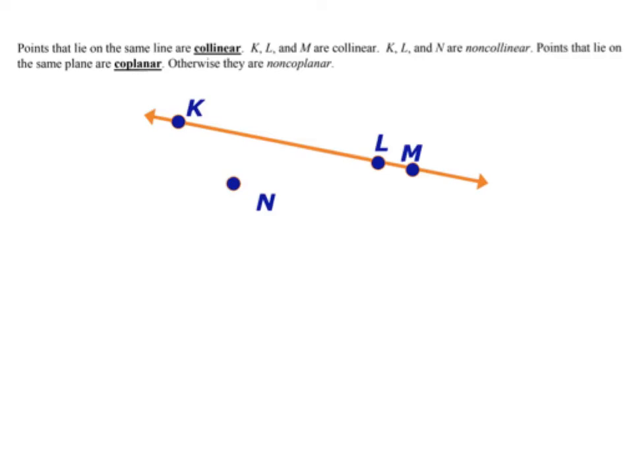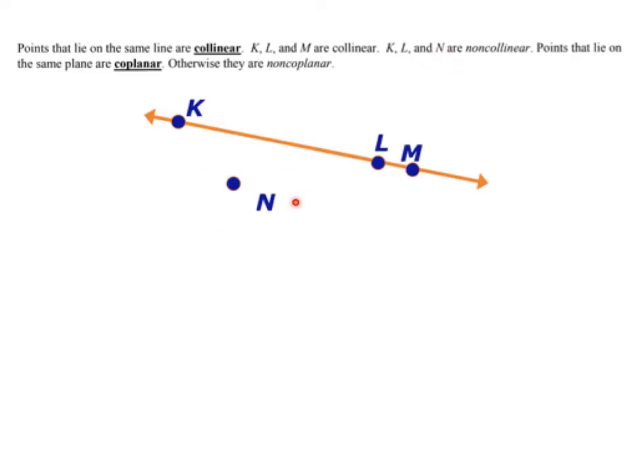Okay, so here's 2 more definitions for you. Points that lie on the same plane can be called collinear. So, looking at this diagram, I have point K, point L, point M, all on the exact same line. So I can say K, L, and M are collinear.